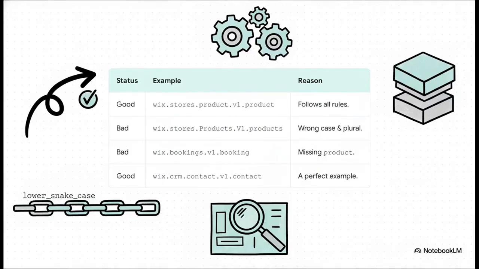And the system is strict for a very good reason. Consistency is absolutely everything here. Every single part has to be in lower snake case, and that final resource name has to be singular. And this isn't just a style preference. It's a machine-readable contract. This level of discipline is what lets all the tools for documentation, code generation, and event routing just work reliably across the entire platform.